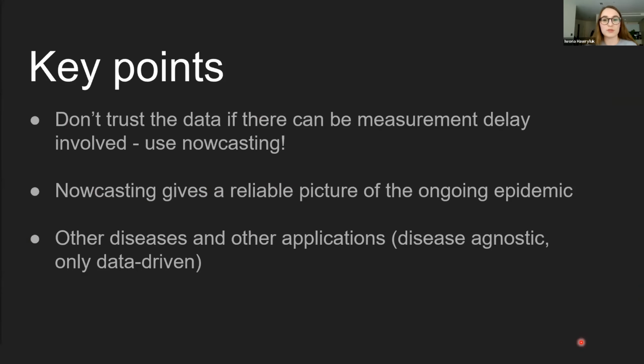So to sum up, the key points of my talk are: don't trust your data if there can be measurement delay involved. You can use Nowcasting to correct those reporting delays. With Nowcasting, you can get a reliable picture of the ongoing epidemic, and you can measure the dynamics of the epidemic or the effectiveness of restrictions and interventions in real time without having to wait for the data to be updated. And this Nowcasting framework presented here can be applied to other diseases or other applications, for example actuarial sciences, because it is completely data-driven, so it doesn't include any assumption regarding the disease characteristics.